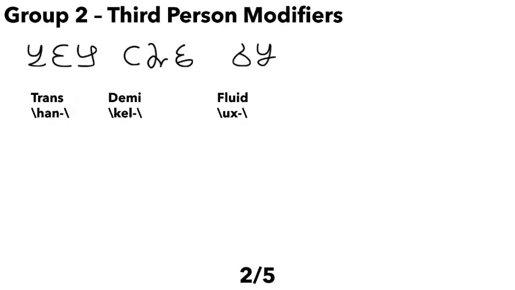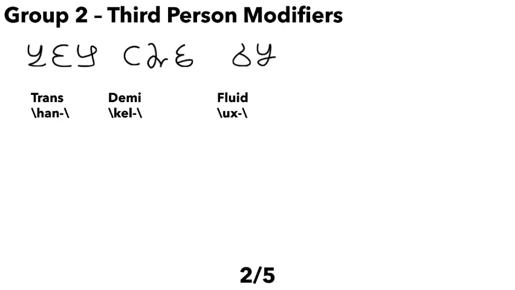Now, the third person modifiers, this is where Lesbani really starts to shine. So you have different words for how you got to that identity. So, for example, I'm a trans girl, so I would take the feminine ami and I would combine that with the trans prefix to get hanami. Or if I was a demigirl, I would use kelami.